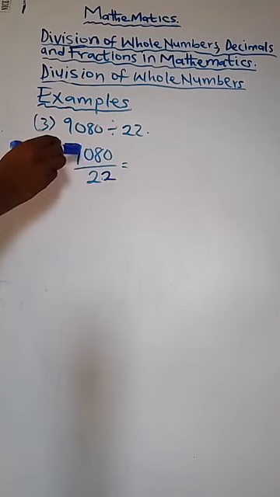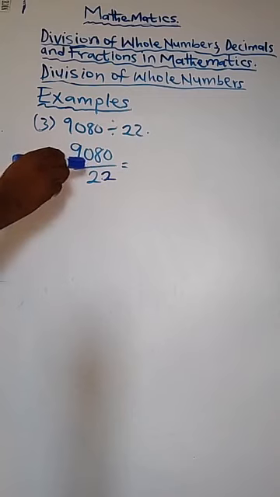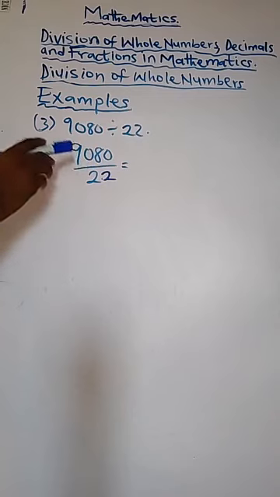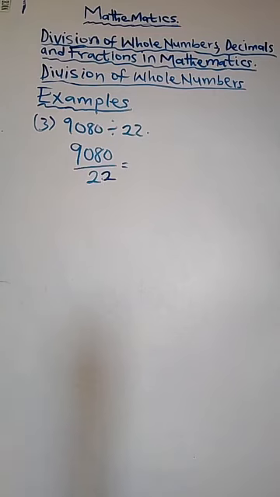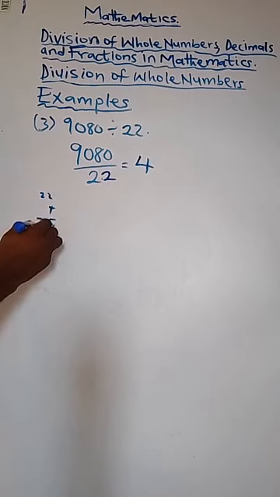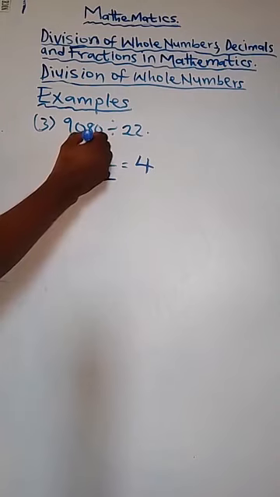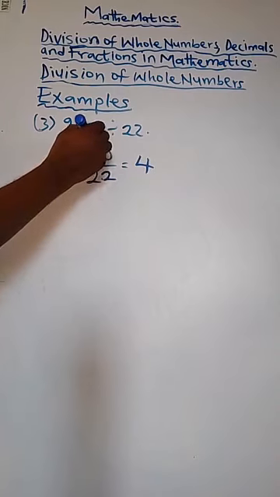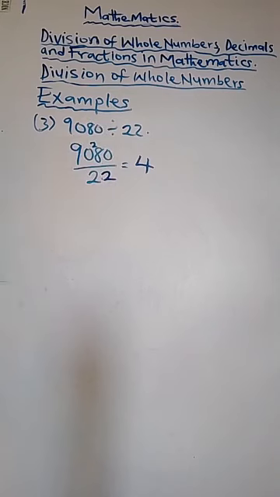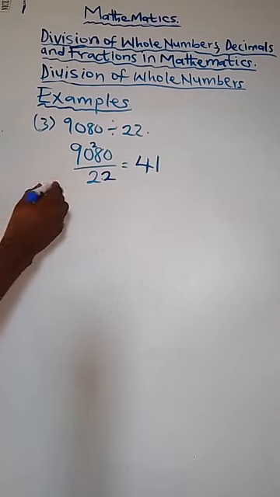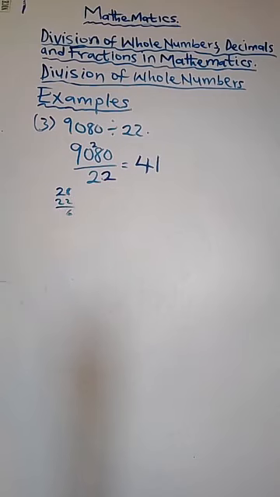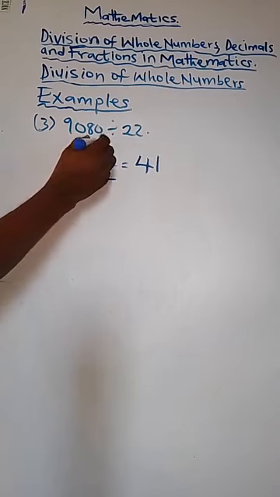You know, I always say that to do fine in mathematics, you need to understand how to do things step by step. So how many 22 can we get in 90? That is 4. 22 times 4 is 88, right? So 90 minus 88 is 2. So 2 and 8 has become 28. Then how many 22 can we get in 28? That is 1. 28 minus 22, we have 6, right? So now we place the 6 here.